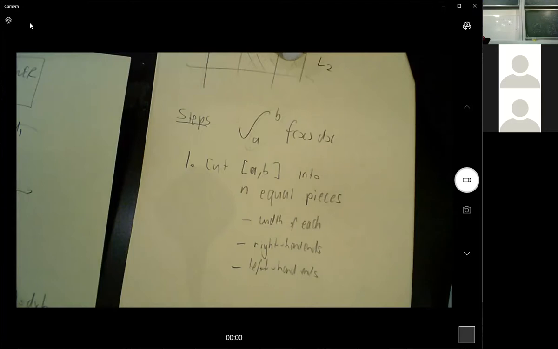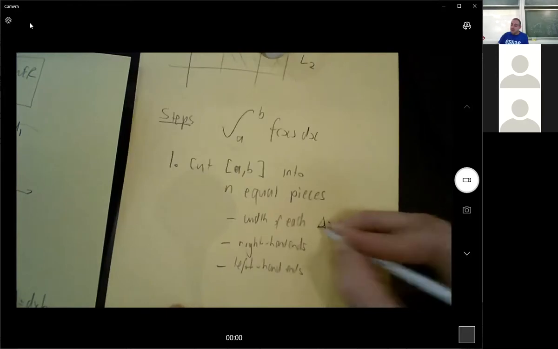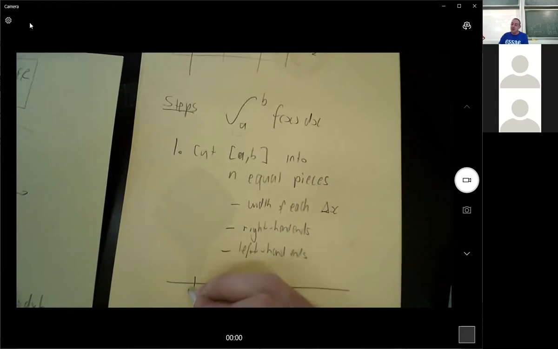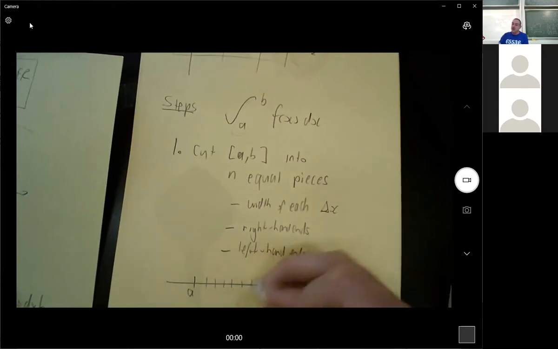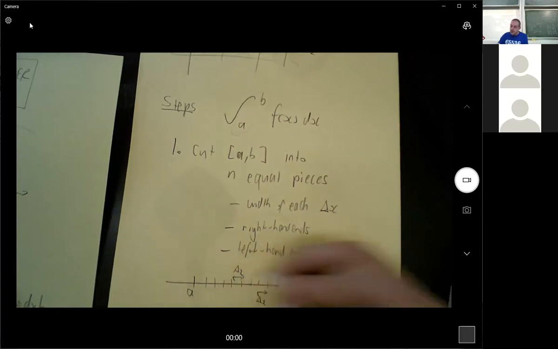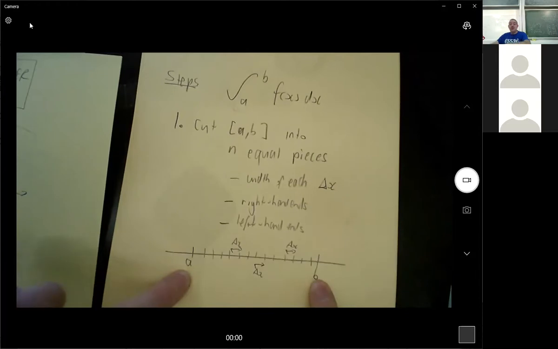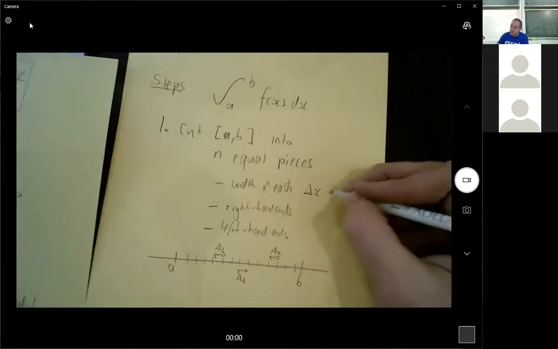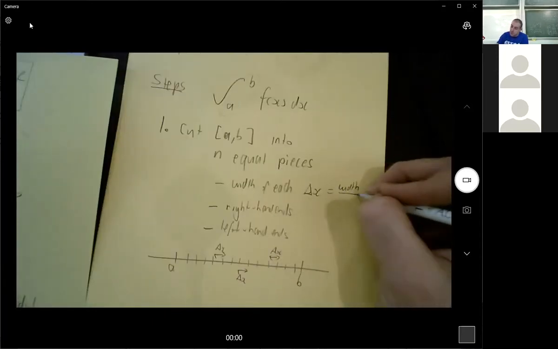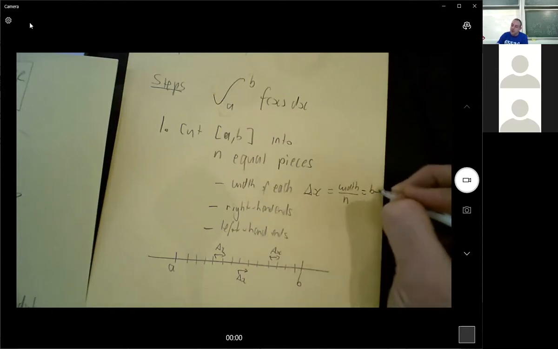So when you divide that into pieces, you have to give the person reading it and yourself all of those bits of information. The width of each one is called delta x. And so the diagram is this. Here is A at this end, here is B at this end, and you've cut it into all these pieces, and they are all delta x wide. And that delta x is this distance divided by n, because we had that distance and we cut it into n pieces. The total width divided by n, and the total width would be b minus a.